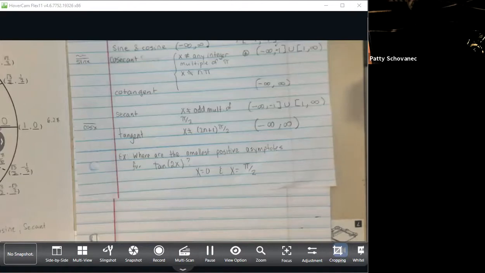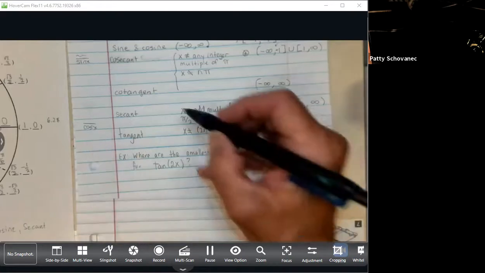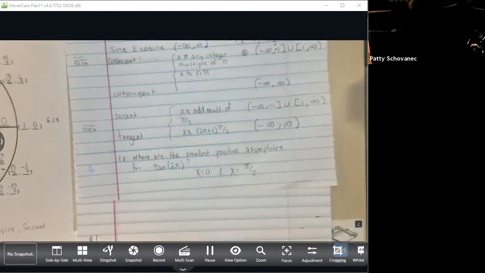Yes. Secant and tangent both have a cosine on the bottom, so they both have the same domain. They just have different ranges.